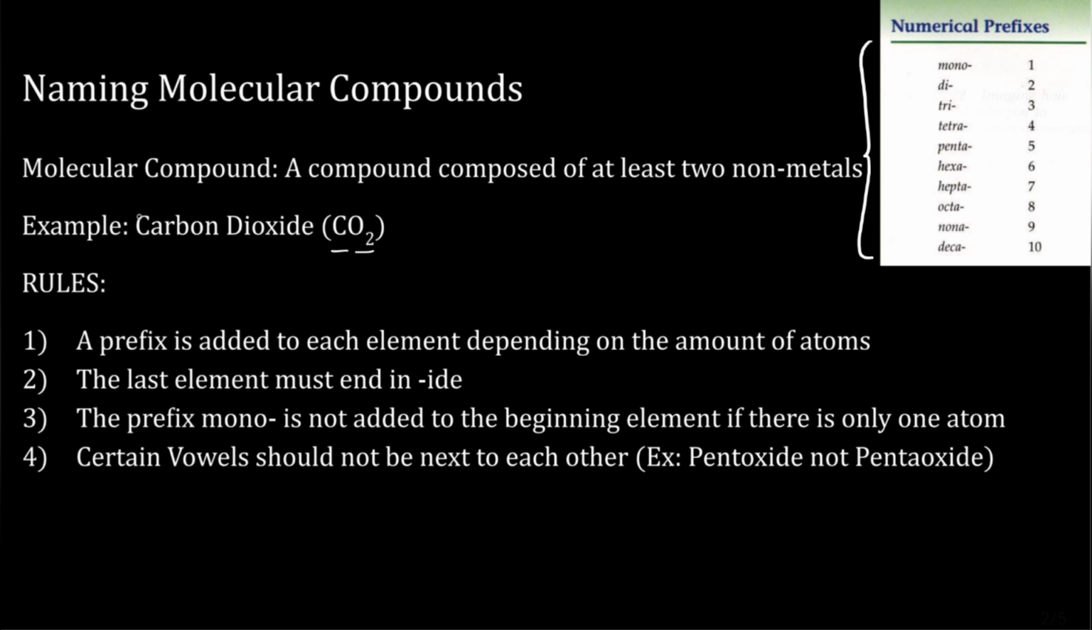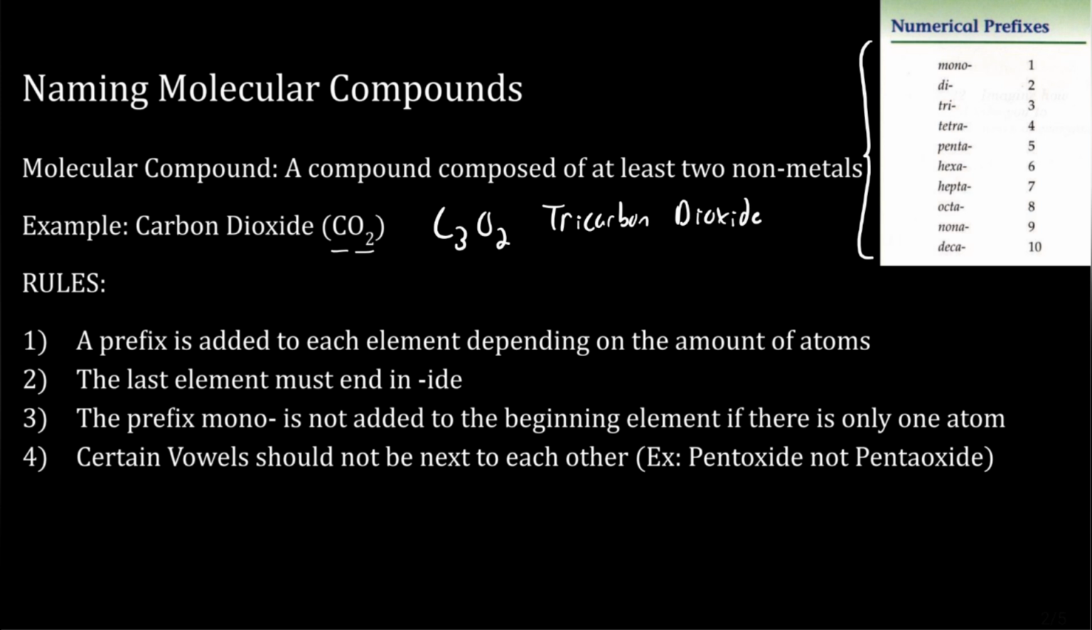We don't write monocarbon. And the reason for that is that we don't write mono on the first element if there's only one. But let's say we had something like C3O2. This would be tricarbon dioxide. We can still add prefixes to the first element, but we just can't add the prefix mono to the first element. And that's going into rule 3.